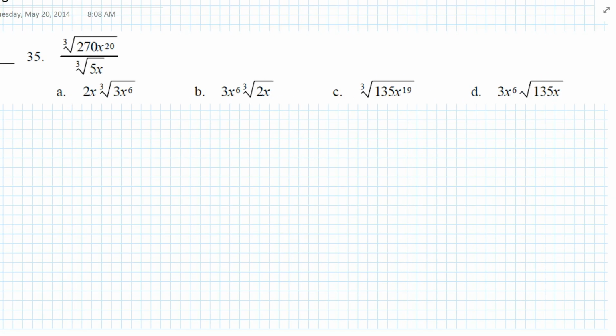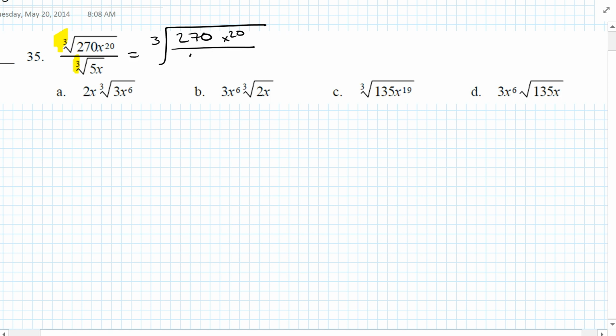35. The cube root of 270x to the 20th over the cube root of 5x. Again, indexes are the same. Again, everybody knows what I'm talking about, the indexes. So we can just say it's the cube root of this big fraction, 270 x to the 20th over 5x, which simplifies to 5 goes into 270 54 times, and then x to the 20th over x becomes x to the 19th.